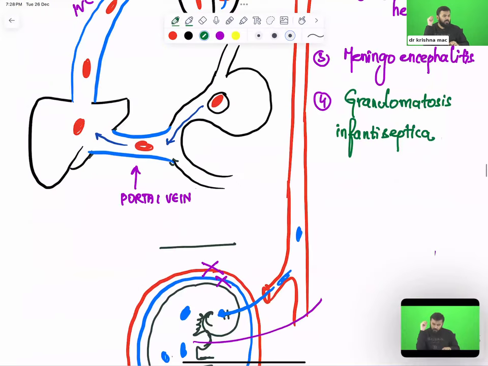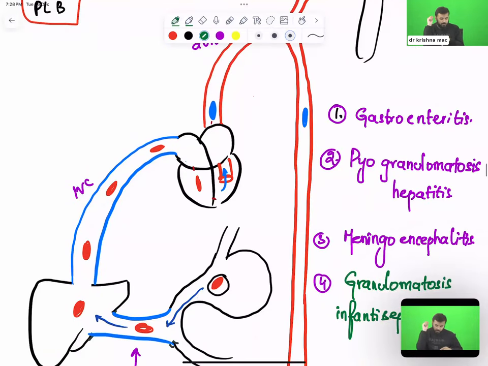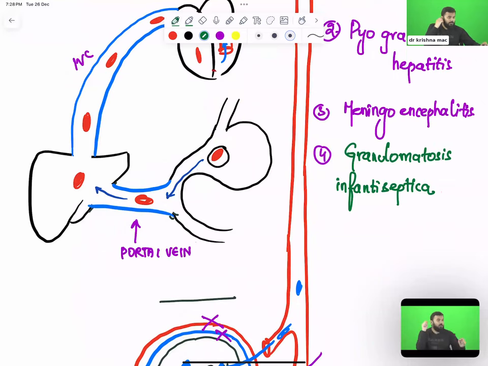The first one is gastroenteritis, where it will damage your stomach wall. Okay. So that is called gastroenteritis.